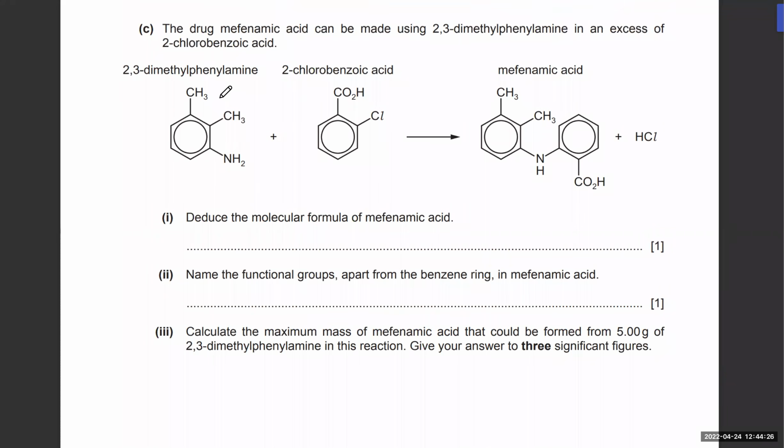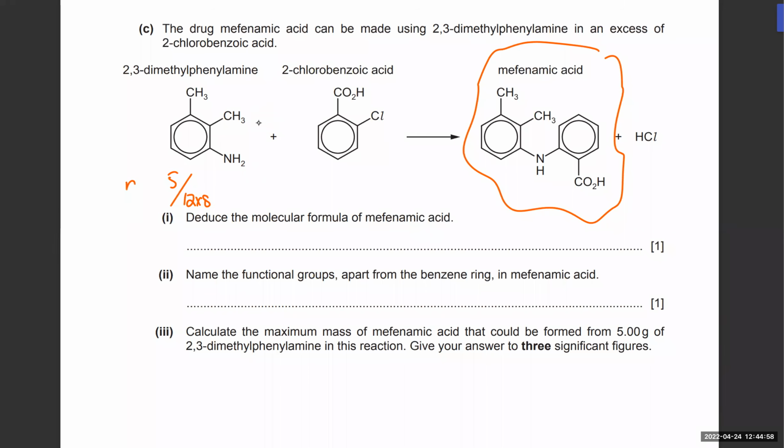So calculate the maximum mass of this thing from 5 grams of 2,3-dimethylphenylamine. It's not easy. It's 5 divided by the MR. All you have to do is figure out the MR. That's 6, 7, 8 carbon atoms, so that's 12 times 8.